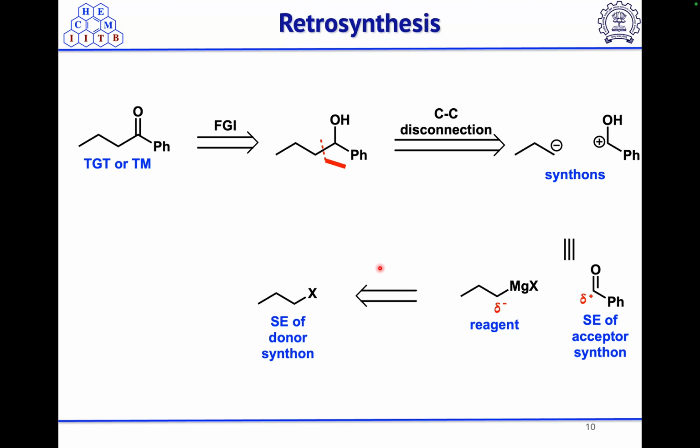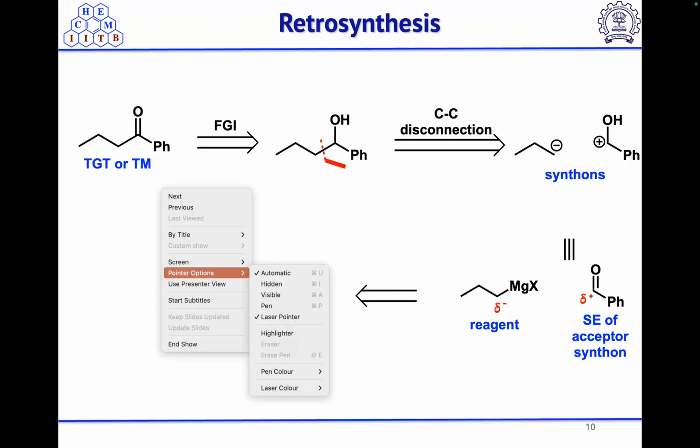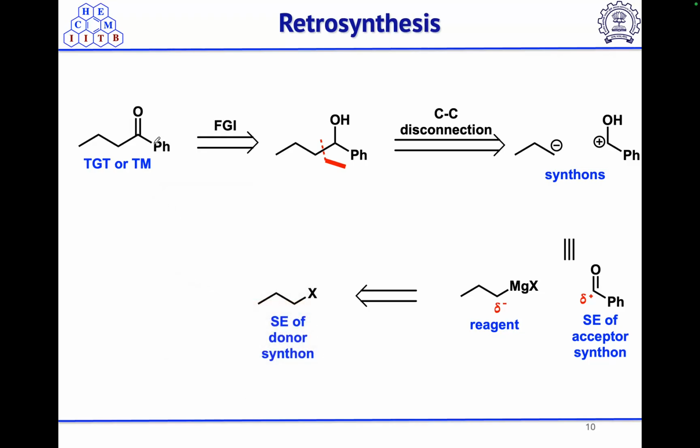So you can see how we can do the retrosynthetic analysis for this target molecule. There is another way to get this molecule. We can think about the functional group interconversion of this molecule, and we can get this alcohol. Now we can think about the C-C bond disconnection approach.